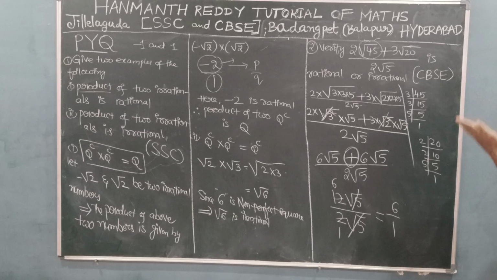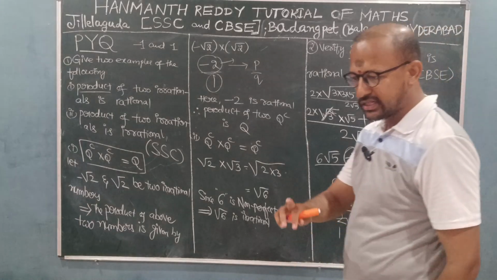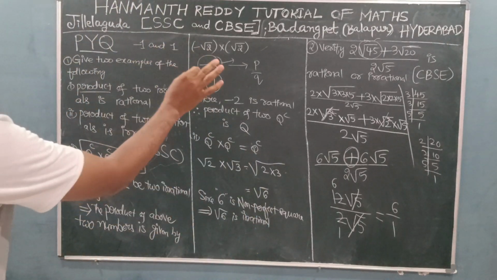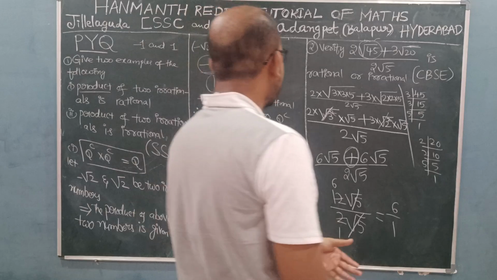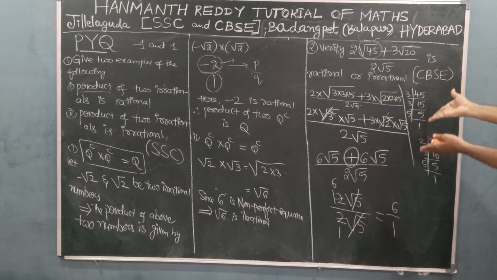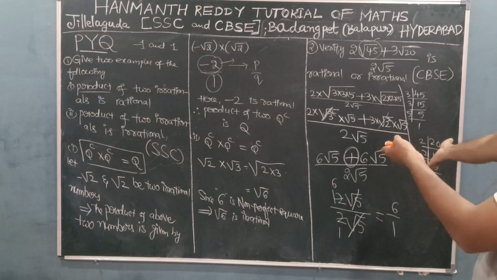Therefore, from the above procedure, I can say that the given number is clearly a rational number. It looks like an irrational number, but after some simplification, simplification is that important.